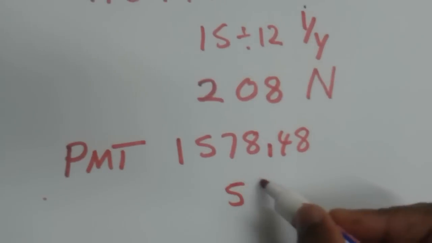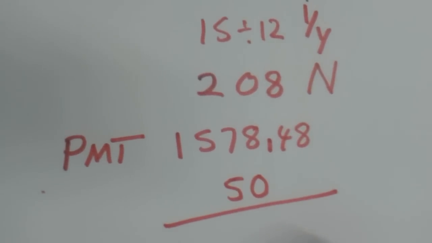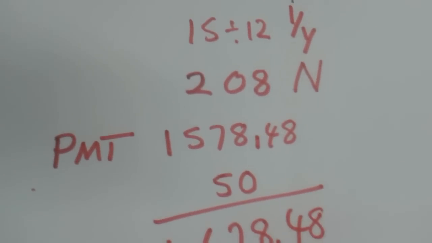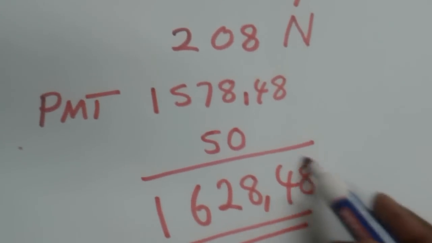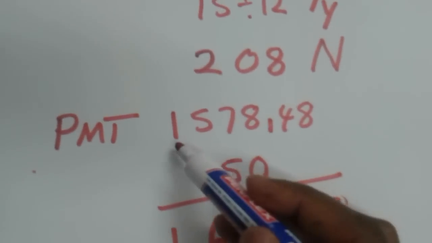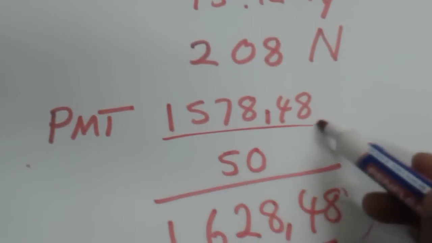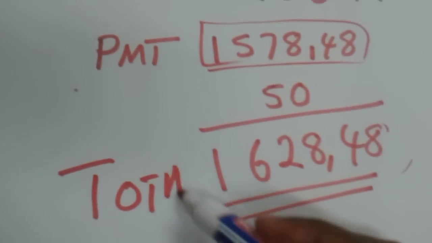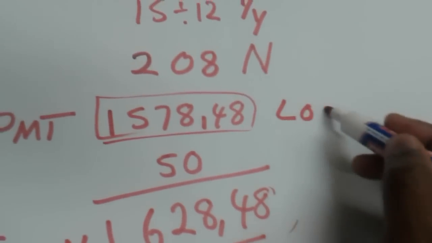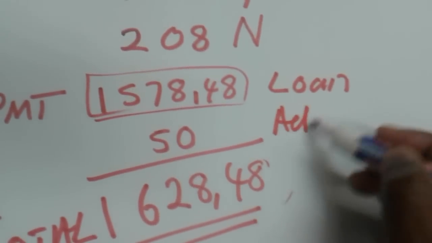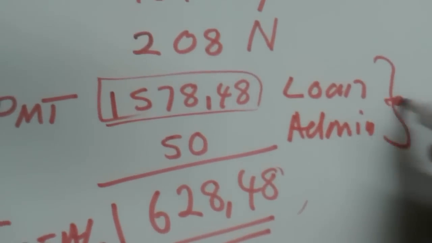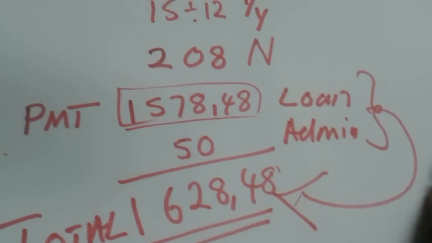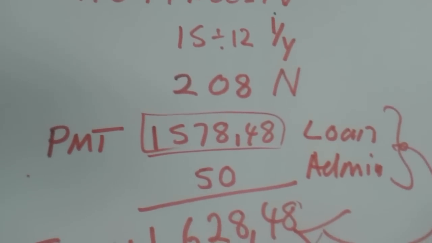So since our admin fee increased to 50 rands, we add. So it's now 1628.48. There you go. So this becomes the new payment. So the new payment without the admin fee is this one. But the total payment now is there. This is for the loan payment. This is for the admin. In total, it is there. So again, this is another version in which you can get this question.